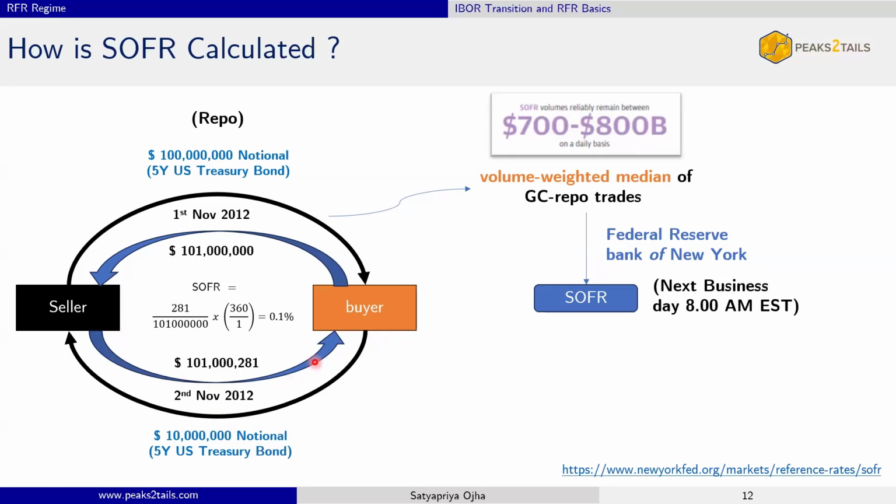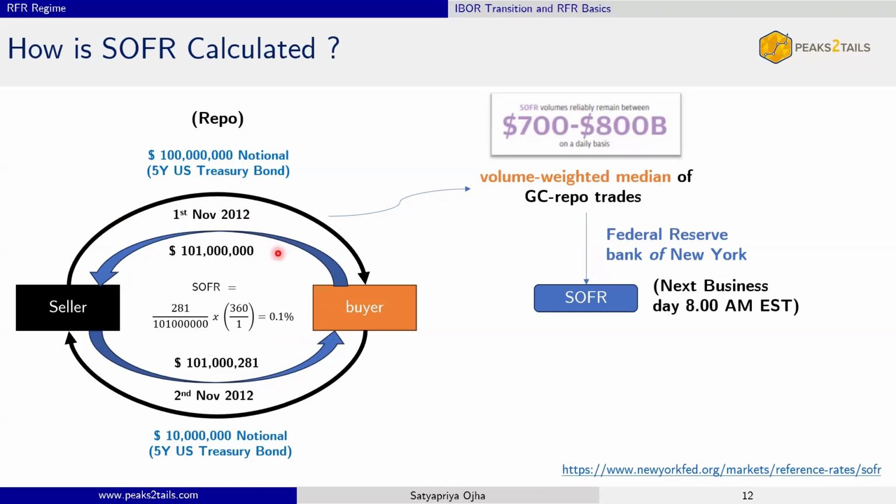And in return, I'll pay you some extra money. You gave me 101 million, I'll give you 101 million plus 281. 281 is the difference between these two. This is the interest I'm paying just for one day, from 1st November to 2nd November. This is an overnight repo transaction, which is collateralized. You can see the collateral is the treasury bond.